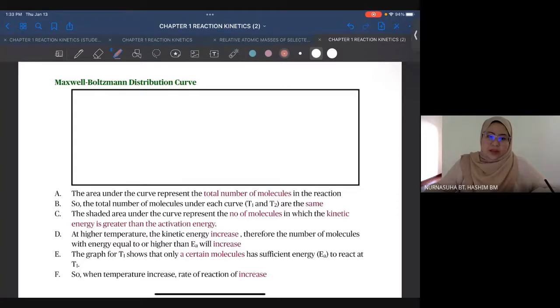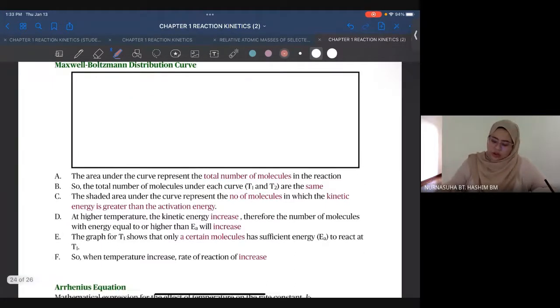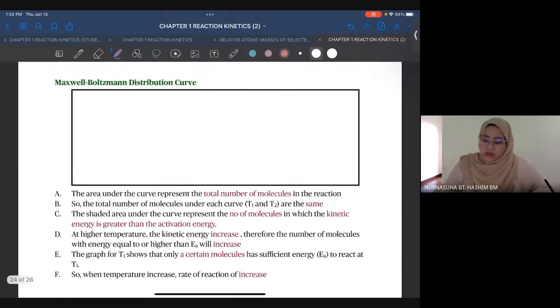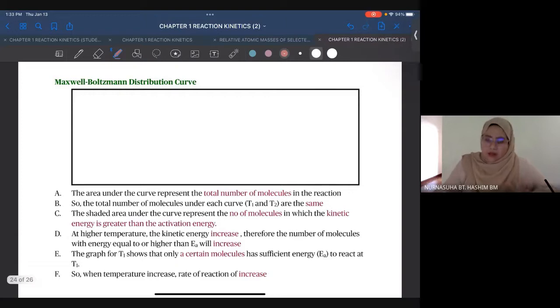Sekejap ni, just my screen first. Sebab tak nampak. Okay, so Maxwell Boltzmann ni adalah dua orang saintis yang came out dengan satu graph untuk tunjuk bahawa what happen to the number of molecule when temperature increase.